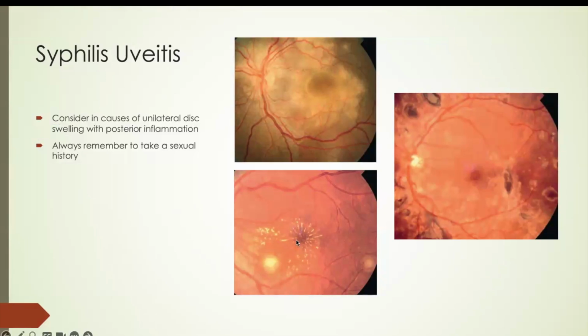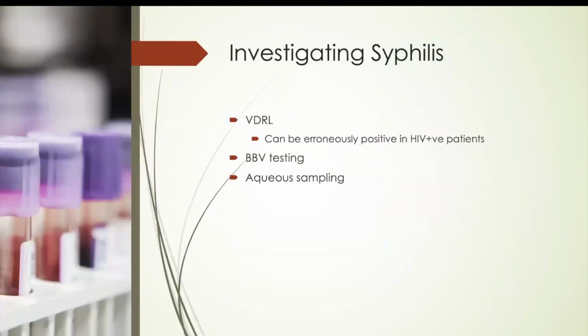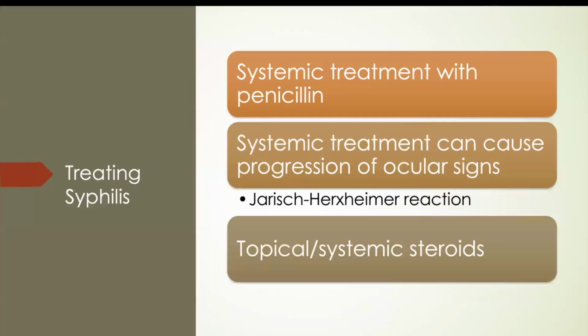In this bottom left-hand picture, you can see a typical case of a macular star in the context of a neuroretinitis. So do consider syphilis as a potential cause in these patients. You're going to send it for VDRL, but remember that these can sometimes be incorrectly positive in an HIV positive patient, which is why we'll also do some bloodborne virus testing. You can also take some aqueous sampling and send it off for serology too. They're going to be treated with penicillin.